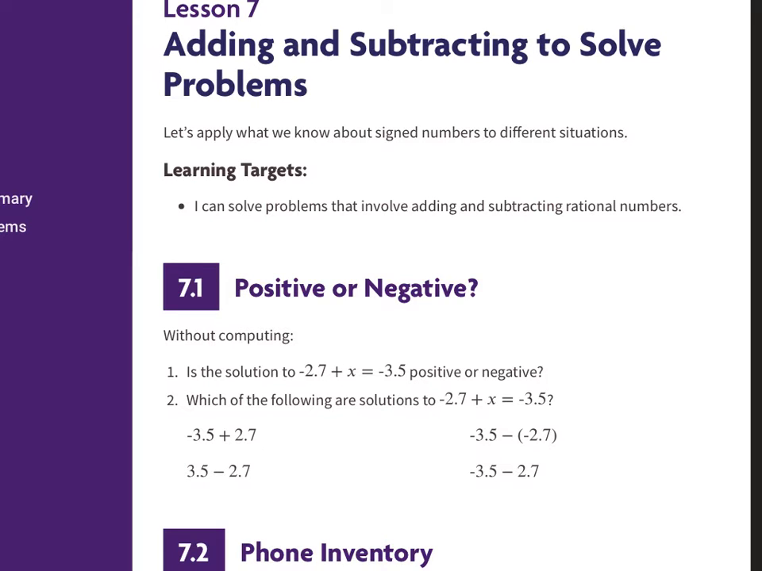Well, we start with a negative, and we end up with a bigger negative, and we're adding them together. So the answer is going to be negative. Number 2, which of the following are solutions? Well, this is a negative number. We want to solve for x. We want to get it by itself, so we're going to add 2.7 to both sides. So negative 3.5 plus 2.7, and then this one as well, because that turns into a plus as well.